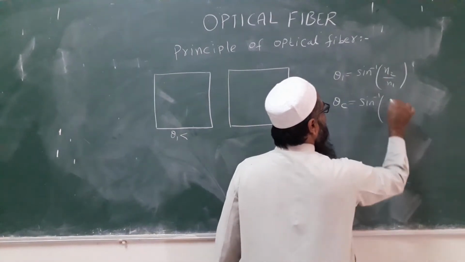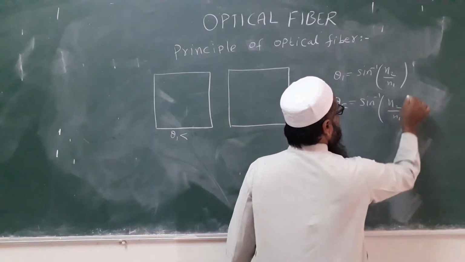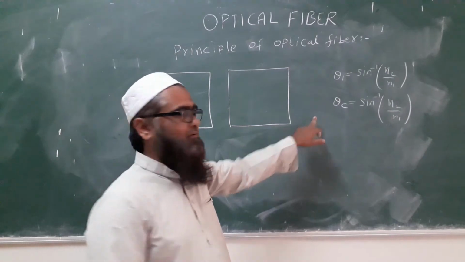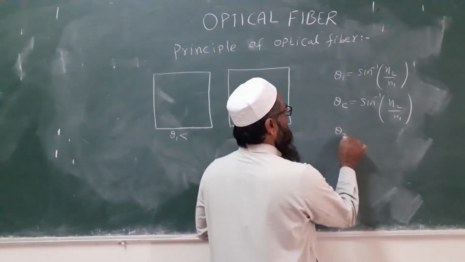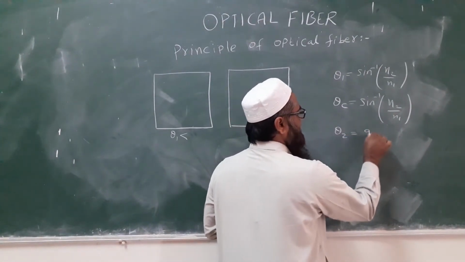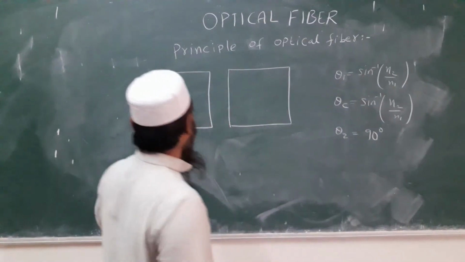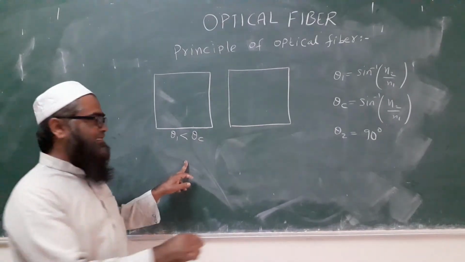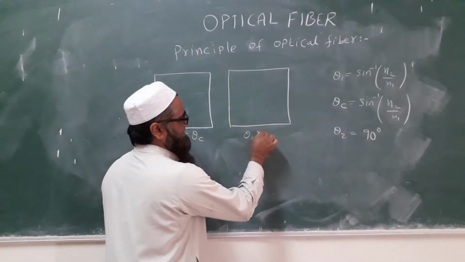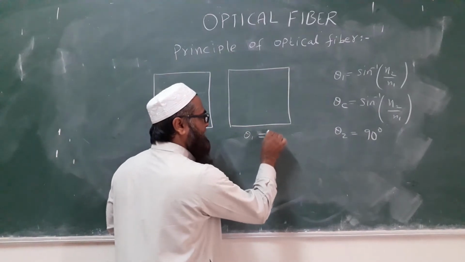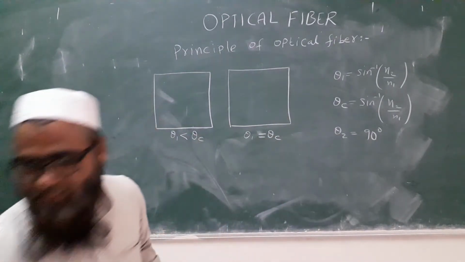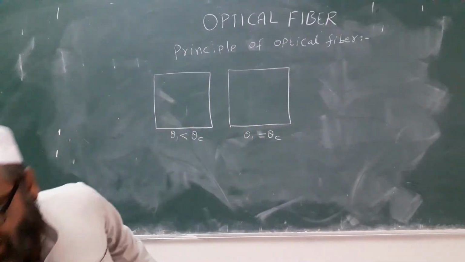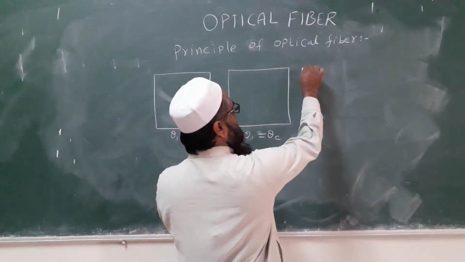Instead of naming theta 1, we now name it the critical angle. When theta incidence is the critical angle, then theta refraction is 90 degrees. So keeping in view theta 1, the first case is if it is less than the critical angle. Another case, if theta 1 is equal to the critical angle. The third case, if theta 1 is greater than the critical angle. Let us take that case.